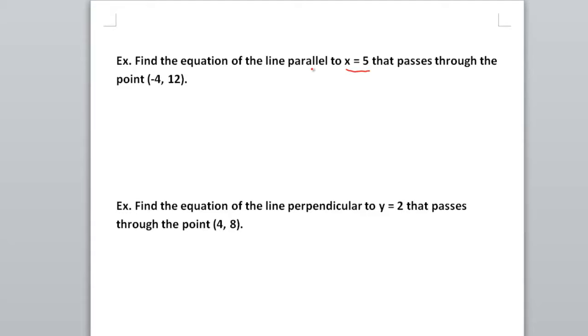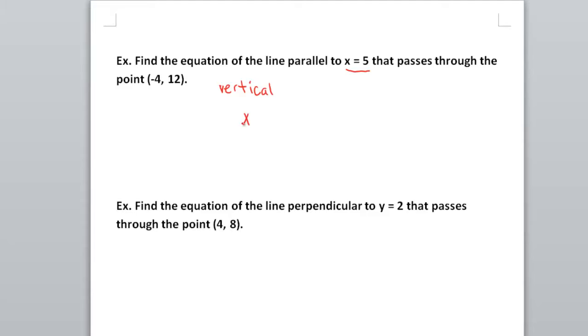Okay, so we know our line is parallel to x equals 5. That means our line has the same slope as the line x equals 5. Did you notice that x equals 5 is a vertical line? Since our line is parallel to a vertical line, we're looking for another vertical line. And that makes finding our equation a lot easier. We are looking for a vertical line that passes through -4, 12.